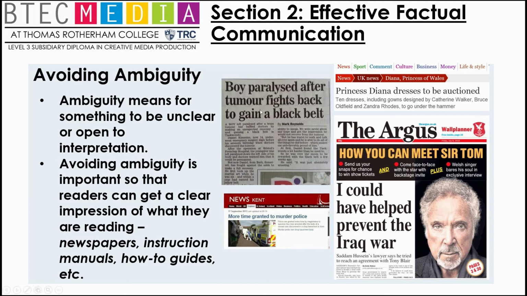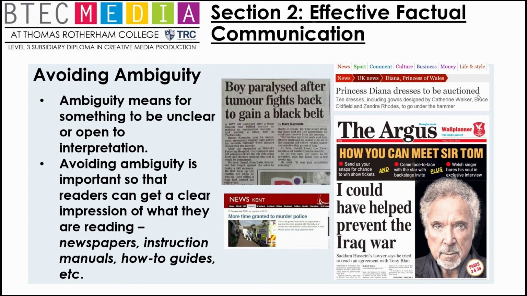So, a couple of examples here. Boy paralysed after tumour fights back to gain a black belt. That can be interpreted different ways. You could look at the intended meaning, which talks about a boy who had a tumour and has now got a black belt. But the way it's written grammatically, you could also read that as the tumour has got a black belt. Doesn't make sense, but it's unclear, isn't it?